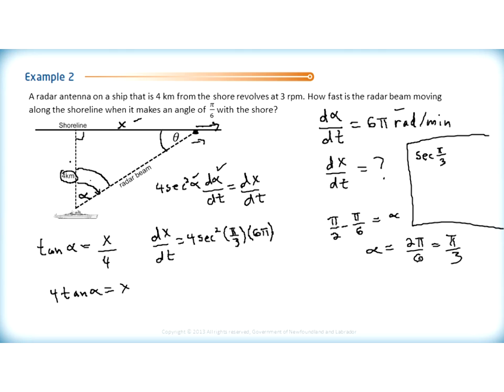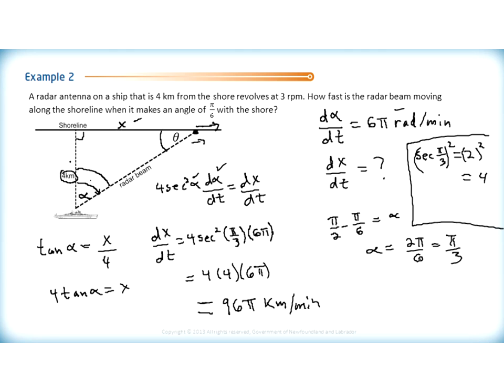Well, we should know that cosine of pi over 3 is a half. So secant of pi over 3 is going to be equal to 2. So if I square that, secant squared of pi over 3 is going to be equal to 4. So this is actually 4 times 4 times 6 pi. So we have 16 times 6 pi. So that's, let's see, 60 and 36 is 96 pi, and that's going to be in kilometers per minute.